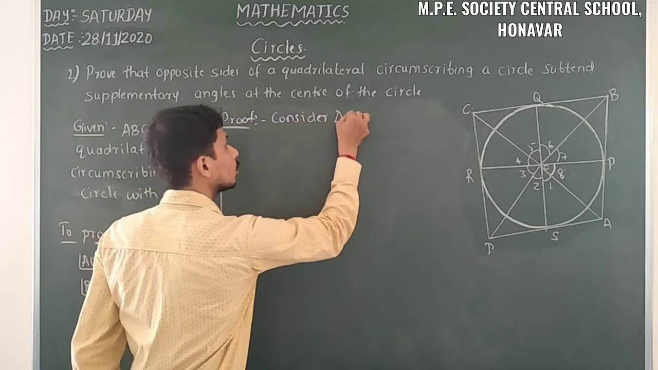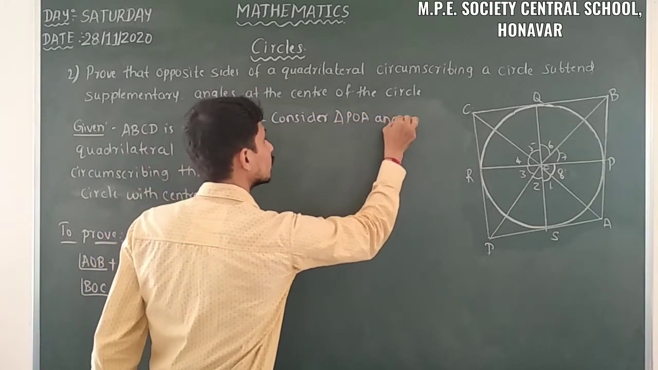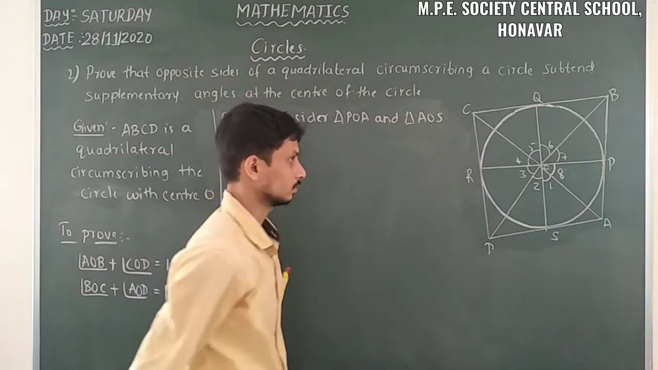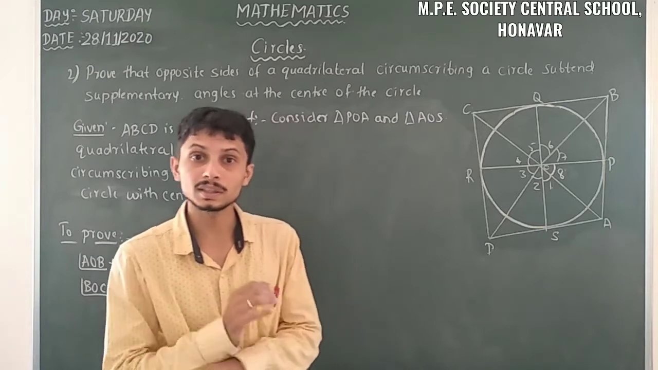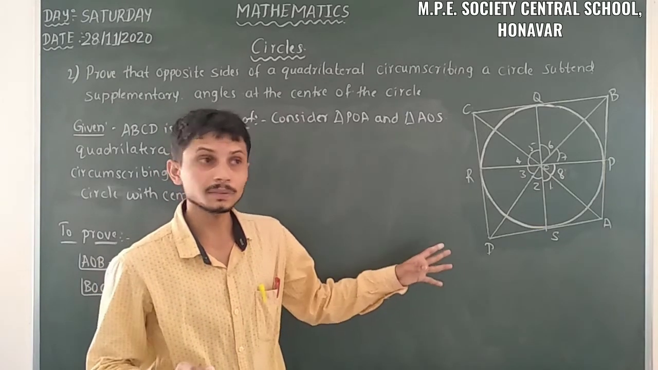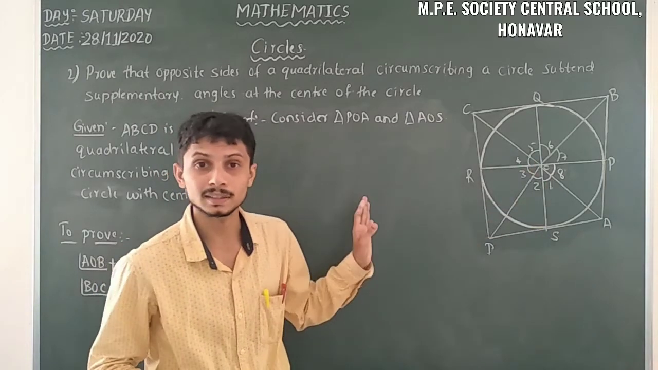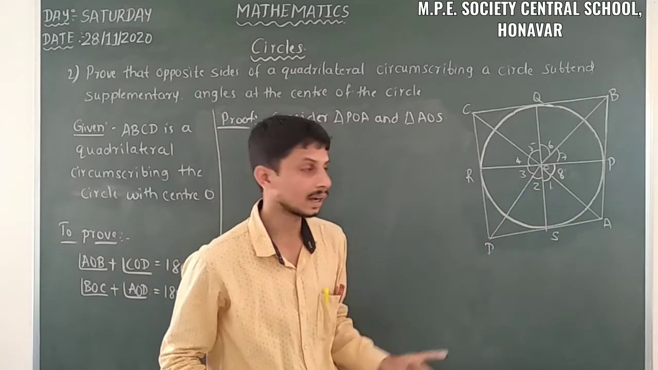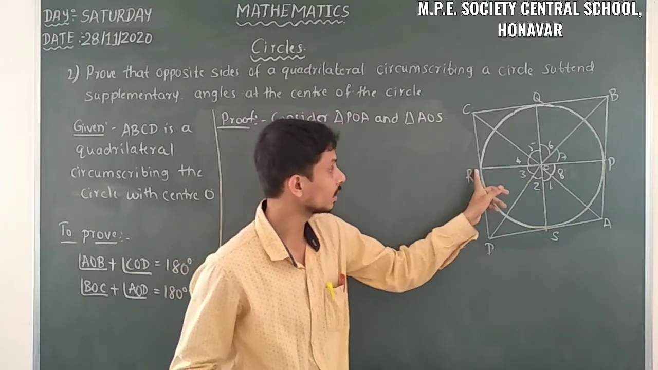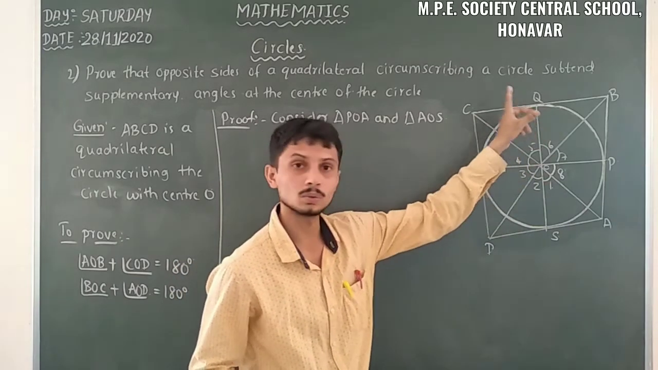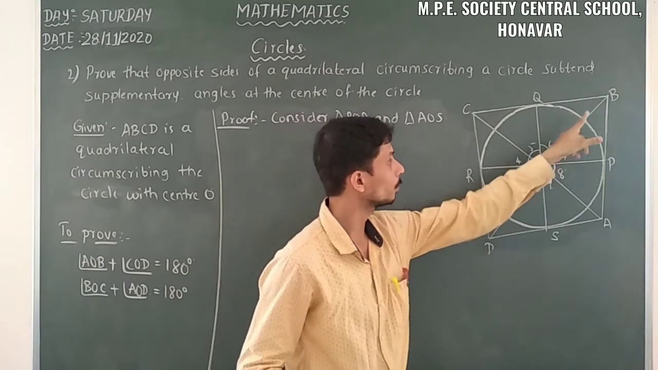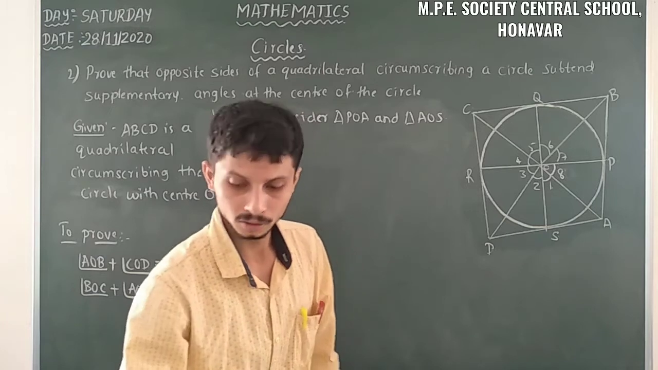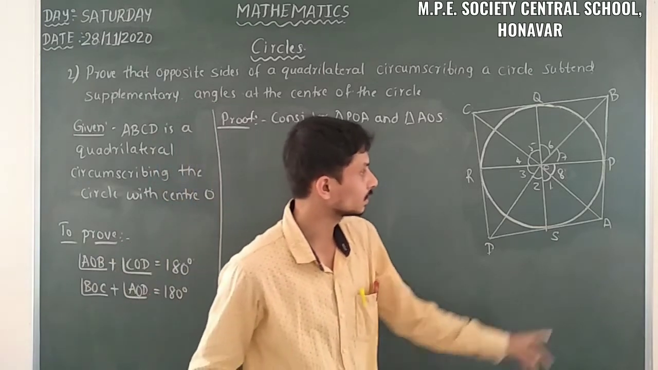Consider triangle POA and triangle AOS. In those two triangles, what are the equalities we can find here? Simultaneously we have to know about other pairs of triangles also. Yes. So here we can consider SOD and DOR, and another here ROC and COQ, and another pair is QOB and BOP. So that one also we have to consider here. So let us take the equalities. What are the equalities we can find?